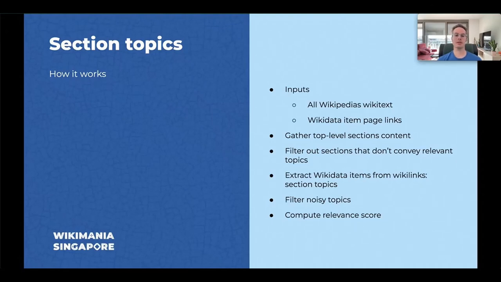The core part is the extraction of wikilinks together with their mapping to Wikidata items. These are what we call section topics. But many wikilinks, such as dates and years, typically are not really meaningful, so we may want to filter them out as well. As a side note, filters are completely optional, so we can generate a full raw dataset for hungrier data consumers like you. The final step is then to compute the relevance score of every topic to enable a ranking of section topics.